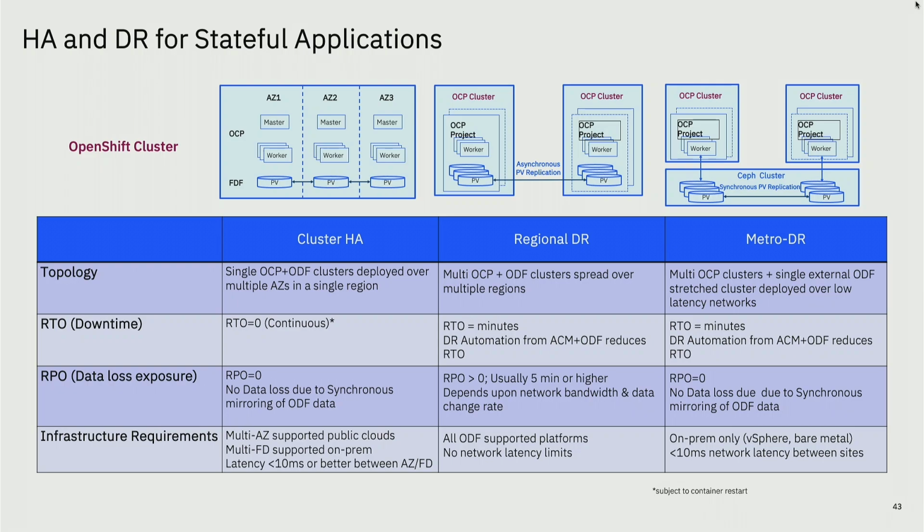We support regional DR. That's an asynchronous replication between our storage layers. You basically have two separate OpenShift clusters, each with their own storage cluster, and we asynchronously replicate the data between the two OpenShift clusters, which is basically two storage clusters. We also have Metro DR when you have a latency low enough so that we can do synchronous replication between the two data centers. Okay? So you can really grade the way you want to deploy based on what you're trying to achieve in terms of availability and disaster recovery.